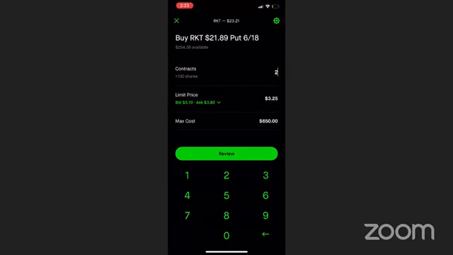So what am I buying? I'm buying the right, but not the obligation, to sell 200 shares of RKT, Rocket Companies, to somebody else on or before June 18th at $21.89 a share. Right now, it's $23.21. So I'm paying $650 to cover these 200 shares to make sure it doesn't bottom out.